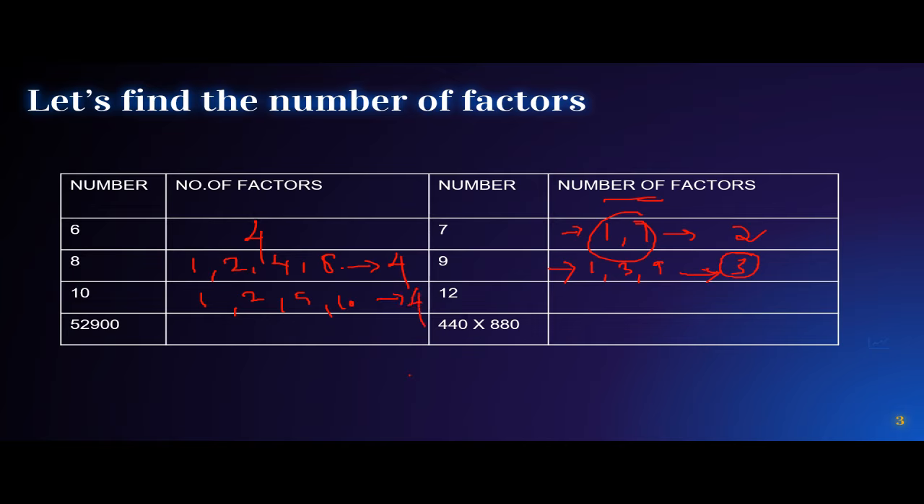Again, let's find for 12. For 12, I write 1, then you have 2, then 3, then 4, and then 6 and 12. So the total number of factors is 6.